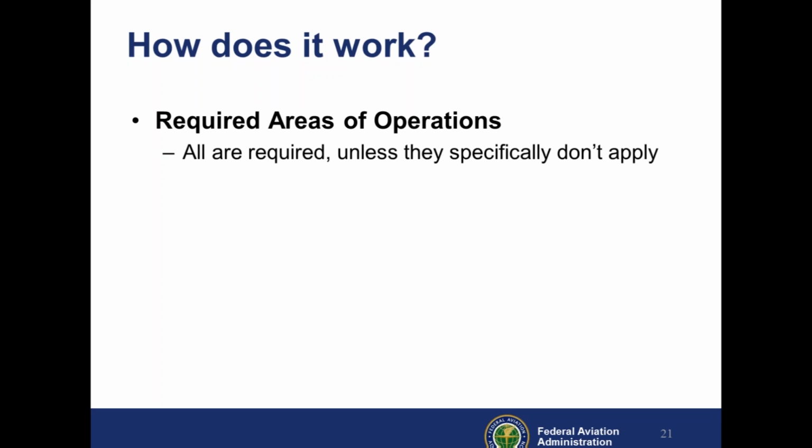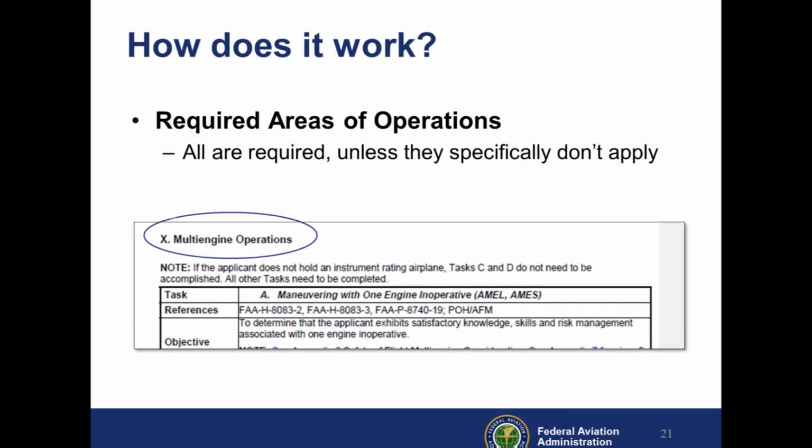And I'm going to give you an example because it's pretty clear to tell when they wouldn't apply. This is from the private pilot ACS. Area of Operation 10 is multi-engine operations. And all of the tasks in this area of operation apply only to multi-engine airplanes. So if you're taking a check ride in a Cessna 172, you can be confident that you will not be required to demonstrate anything from Area of Operation 10.